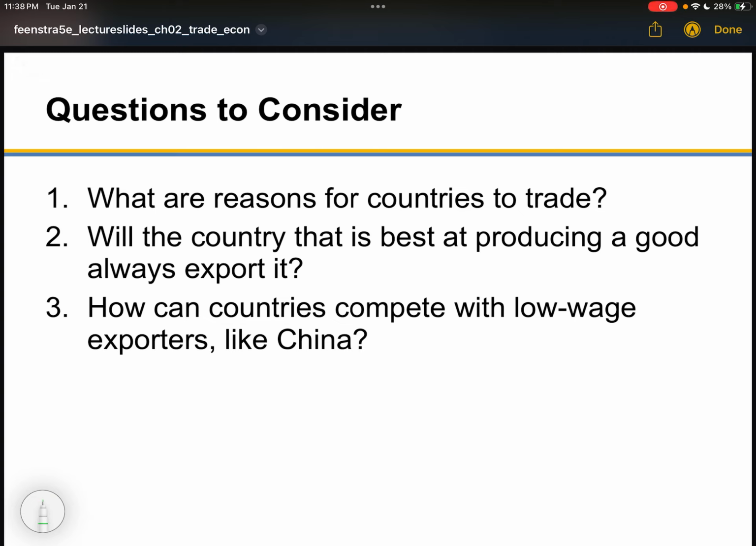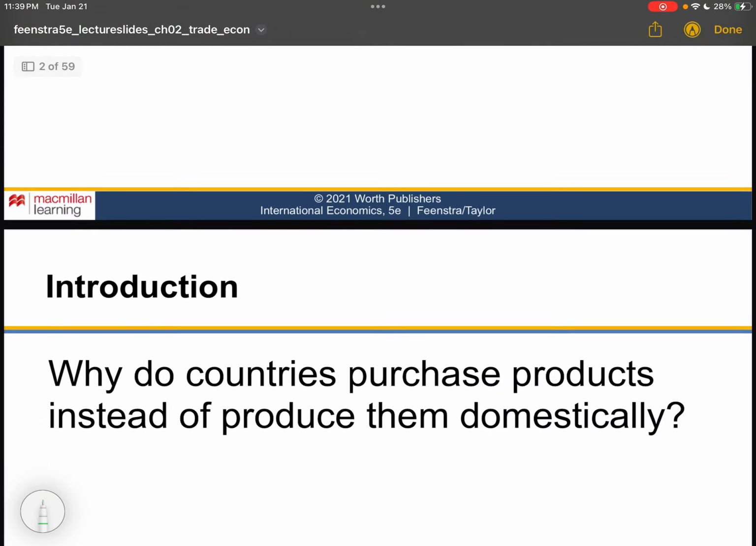Here are some questions we are going to consider as we explore the Ricardian model. Reasons why countries trade. What goods are the countries exporting? And are they just going to export goods they are really, really good at producing? Or would they export other goods they are not that good at producing? Then how should countries compete with other major exporters like China, where wages are super low? That's the wind, by the way.